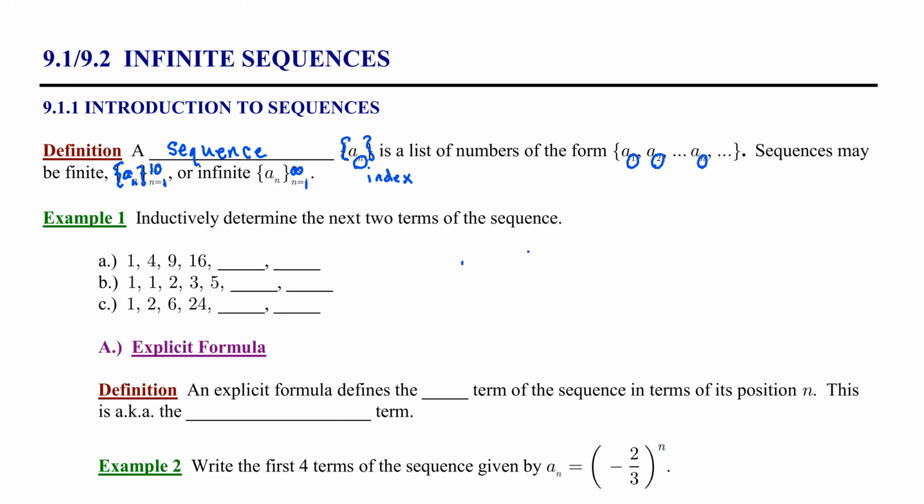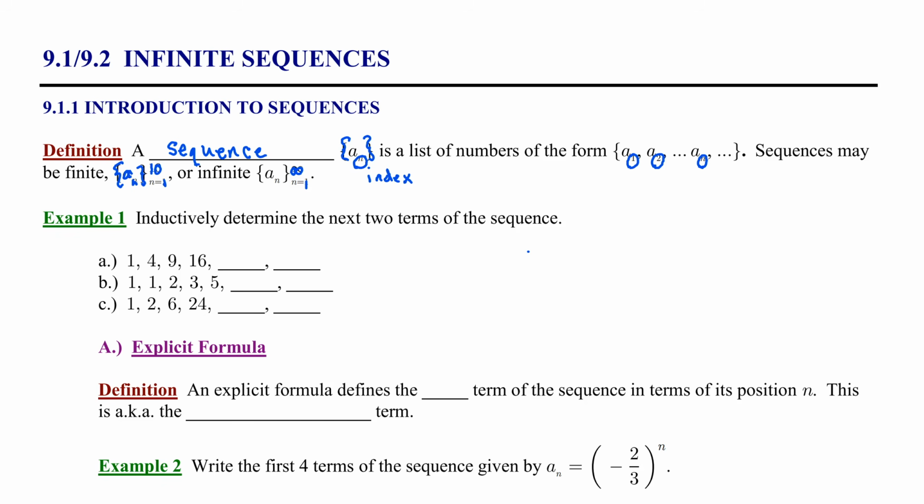So a sequence is simply a list of numbers, and generally this list has a specific pattern. Let's see if we can use the principle of induction to crack these codes. In example 1a, we have a pattern or a sequence of numbers, 1, 4, 9, 16. So in order to figure out the next two terms of the sequence, I'm going to attempt to detect a pattern or a commonality in the first few terms.